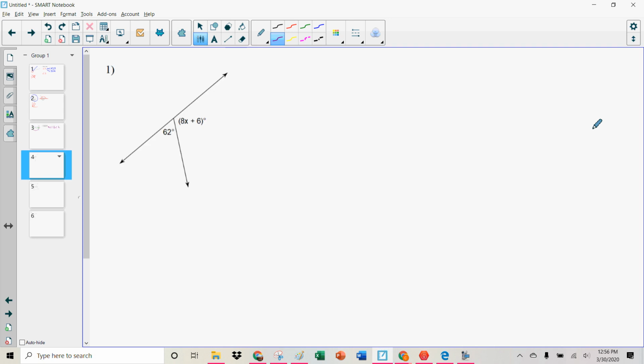Here are some examples from your assignment. The answers to the odd problems are given at the end of the assignment. So you have to look at the diagram and determine what type of angle pair it is. These two angles are supplementary. They form a linear pair. That means I will add together the two angles and set them equal to 180.